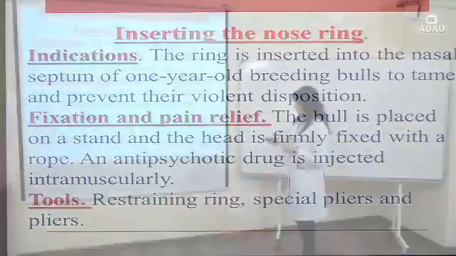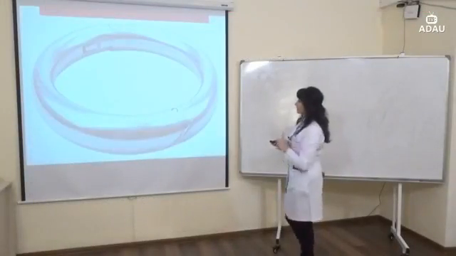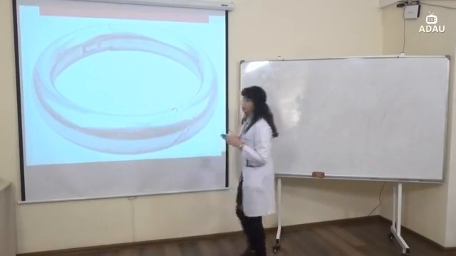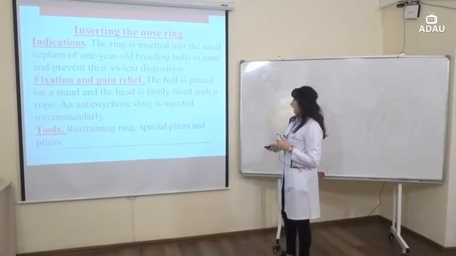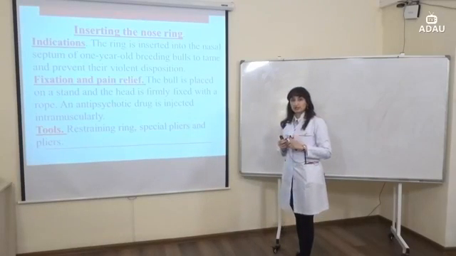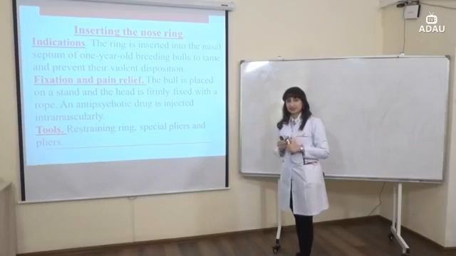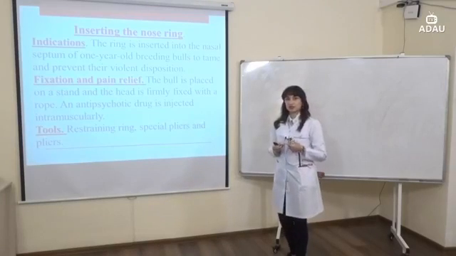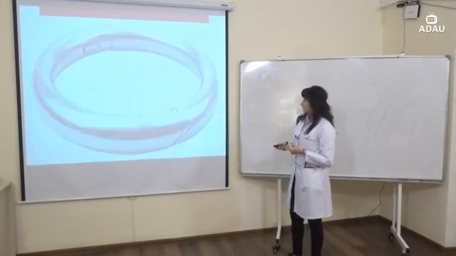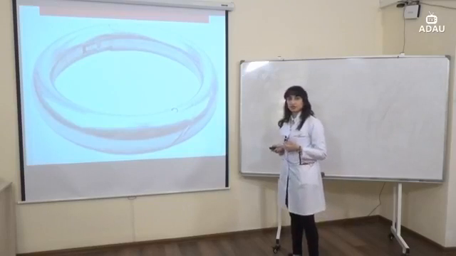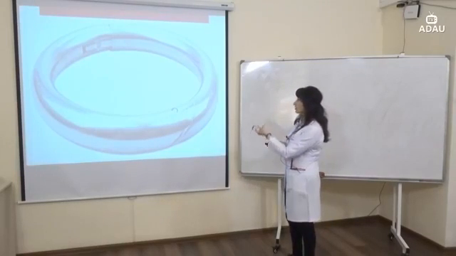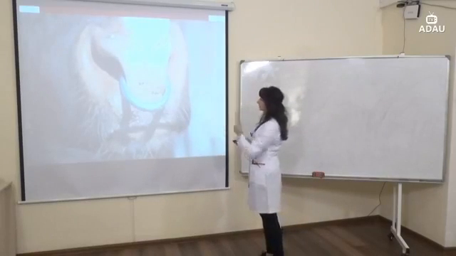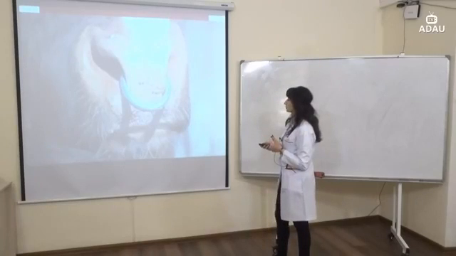Which tools do we use during this operation? We can see the restricting ring, which is opened here, this is two places, and closed. We can close this. Tools we can use: the restricting ring and special pliers. The restricting ring may be different, for example, the structure here has a circle shape. It is fixed in the nasal septum, in the breathing bulbs.